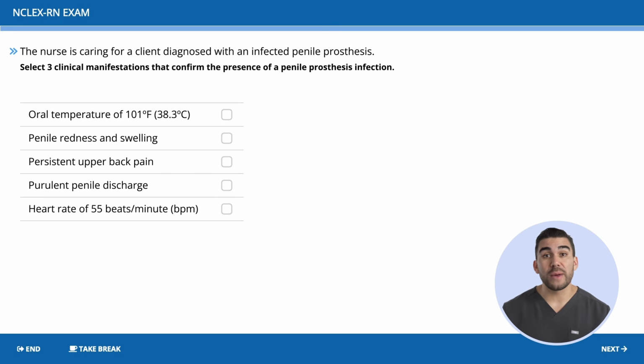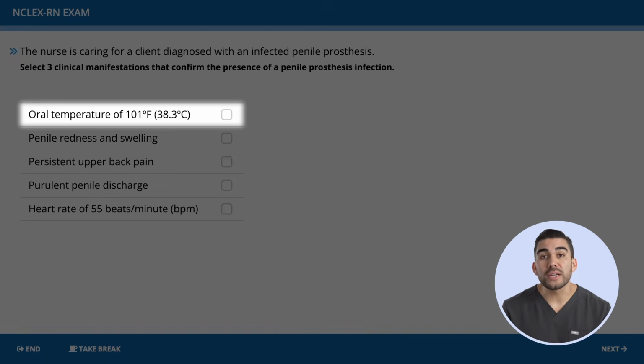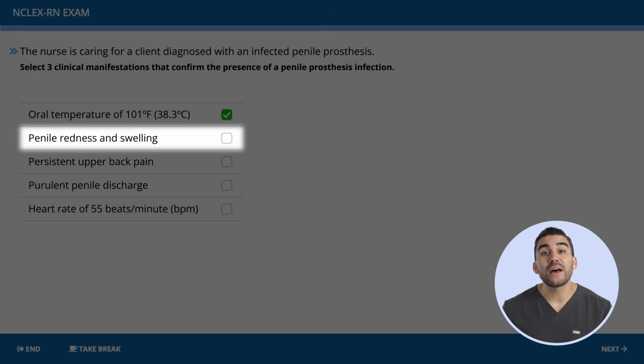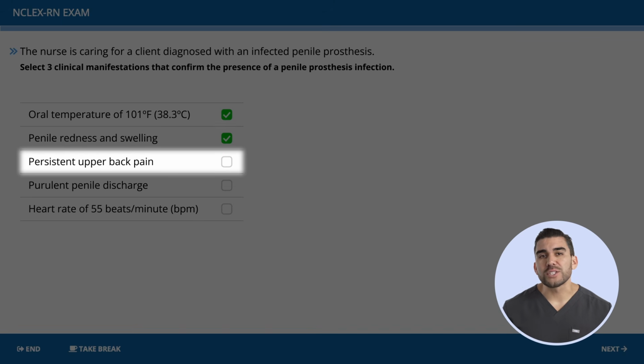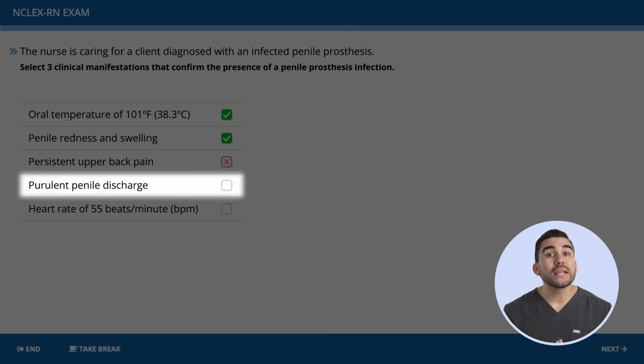Now let's look at the clinical manifestations. So oral temperature is 101 degrees Fahrenheit. Well, yes, increased temperature is a positive sign for an infection. What about penile redness and even swelling? Well, yes, erythema is a sign and symptom of infection. What about the next one? Persistent upper back pain. Well, no, this one's incorrect. We would expect increased pain at the surgical site, not in the back. How about purulent penile discharge? Ooh, it sounds gross. Well, yes, purulent penile discharge is indicative of an infection.